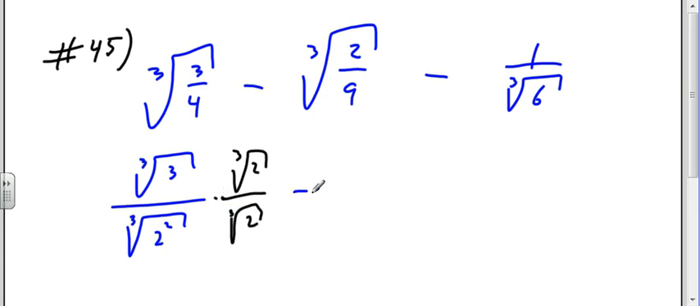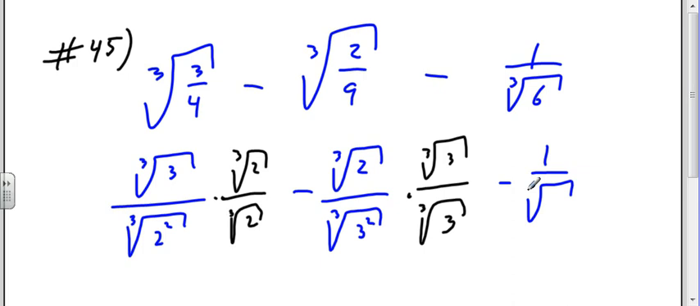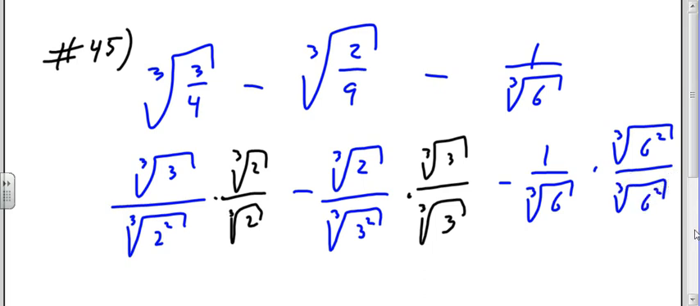And then I've got minus the cube root of 2 divided by the cube root of 3 squared. So I'm going to rationalize that denominator by the cube root of 3 over the cube root of 3. And then I've got minus 1 over the cube root of 6. So I'm going to have to rationalize that, cube root of 6 squared over the cube root of 6 squared. All right. Is that okay?